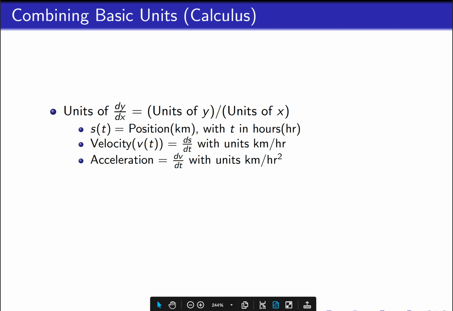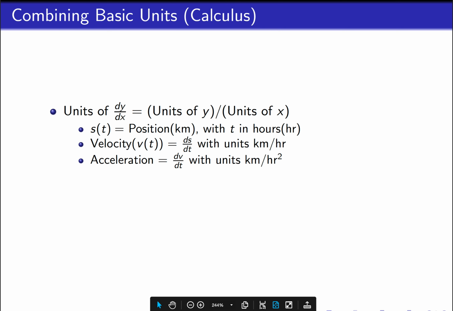We know that velocity is the derivative of s with respect to t, so the units of velocity would be kilometers per hour, units of s over units of t. Next, if we consider acceleration, which is the derivative of velocity with respect to time, we see that the units of acceleration will be the units of velocity over the units of time. So it would be meters per second, or combining this and simplifying, it would be meters per hour squared.